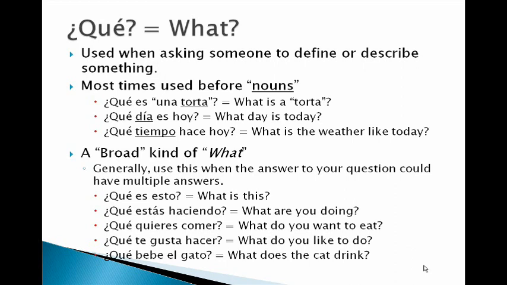So again, you can remember that que is used before nouns and is more of a broad kind of what, where someone can give you any number of different kinds of answers.